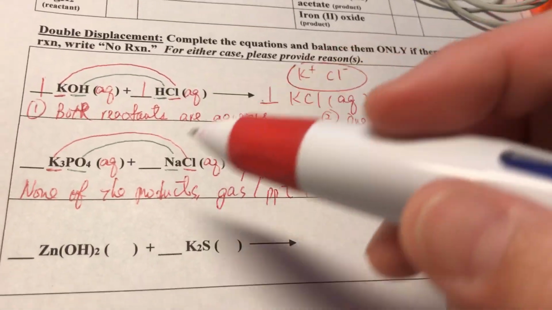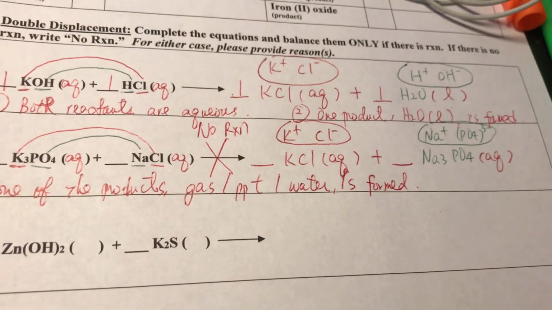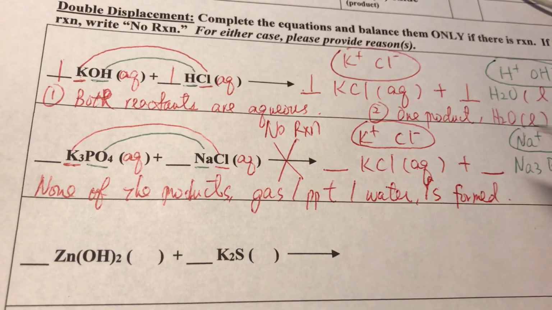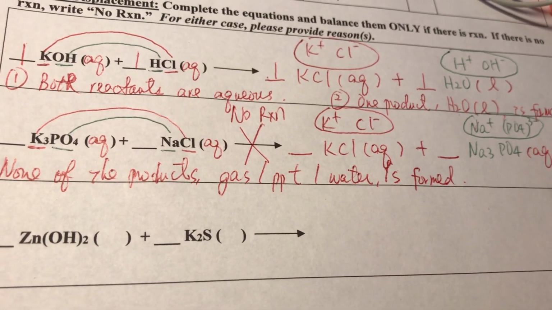But I still need to draw the rainbow because AQ, I have to draw the rainbow. But the reaction doesn't take place. I have to put an X on it. The reaction doesn't take place because none of the product has gas or PPT or water.